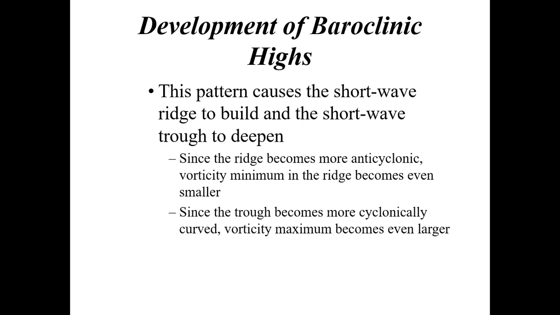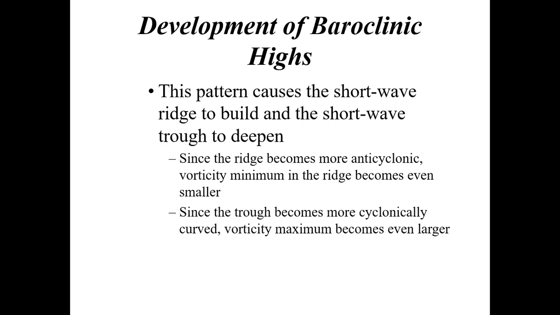This pattern causes a shortwave ridge to build and the shortwave trough to deepen. Anytime we have a stronger temperature gradient, that kicks in further deepening of the shortwave trough and the building of the shortwave ridge aloft. So since the ridge becomes more anticyclonic, there's greater, sharper anticyclonic turning, or clockwise turning around the high, the vorticity minimum in the ridge becomes even smaller. So that value of vorticity is going to get smaller and smaller.